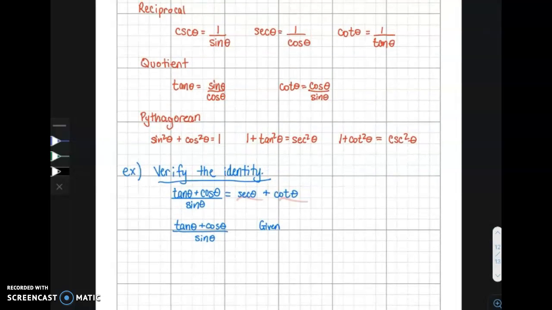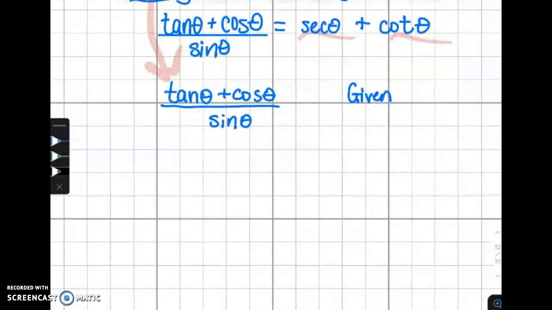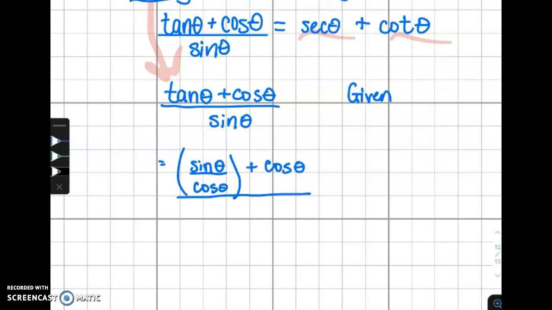So in the problem, I have got tangent, cosine, and sine. So the first thing I want to do is change my tangent into a sine and a cosine. So I'm going to do that one right there. So I'm going to replace tangent with sine over cosine. So take out tangent and substitute in its property, sine over cosine. The property I just used was a quotient property. So I'm going to write that as my reason to keep track of what I'm doing.